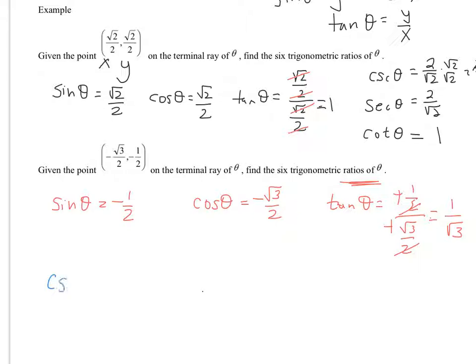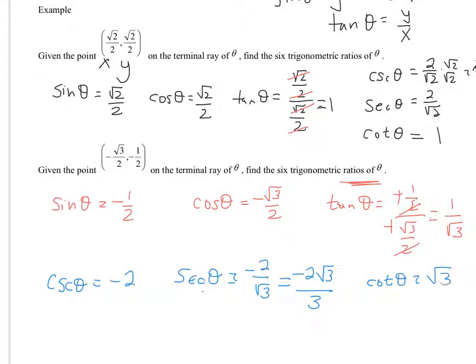I can then find my other 3 just by flipping. So if I flip negative half, I get negative 2. If I flip cosine to get secant, I get negative 2 over the square root of 3, which if I rationalize, I know that's negative 2 square root of 3 over 3. And the cotangent, if I flip tangent, is just going to be the square root of 3 over 1. So it's just square root of 3.